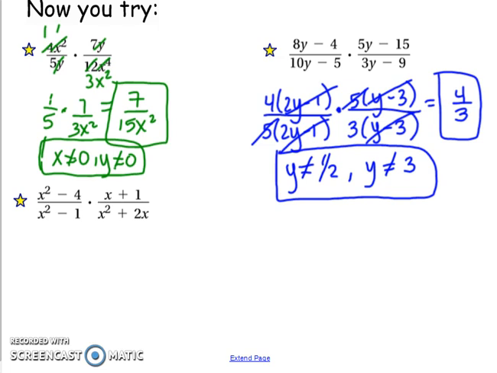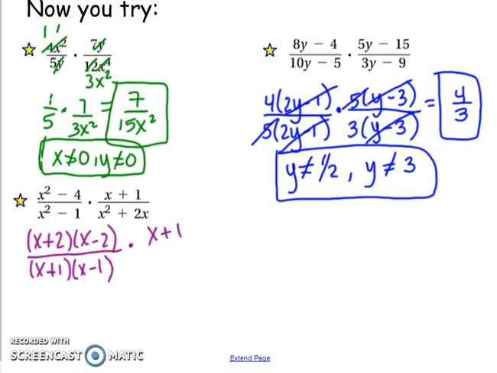And then this last one, x squared minus 4, we're going to factor that with difference of squares. So that's going to be x plus 2 and x minus 2. The denominator over there, x squared minus 1, again is difference of squares. So that's going to become x plus 1, x minus 1. This numerator will stay the same. Then the denominator, we can take out a GCF of x, and we're left with x plus 2.